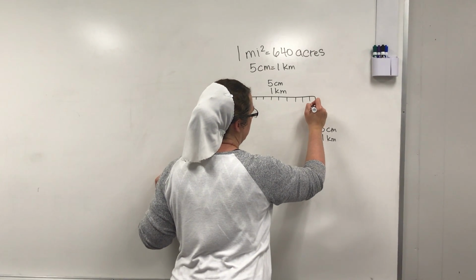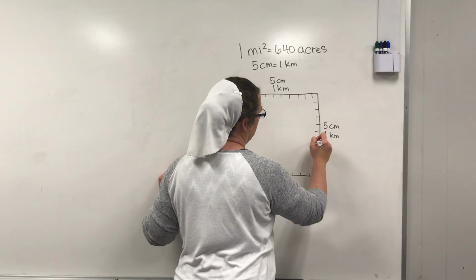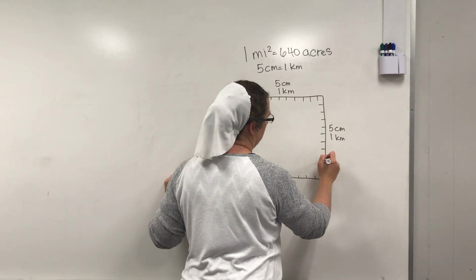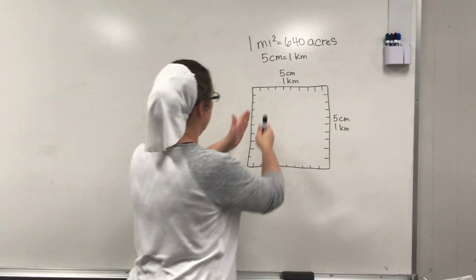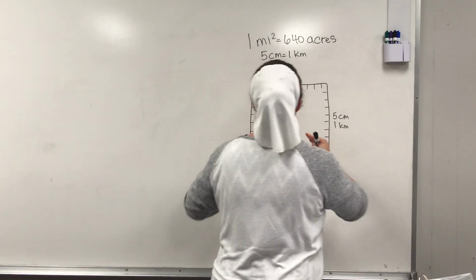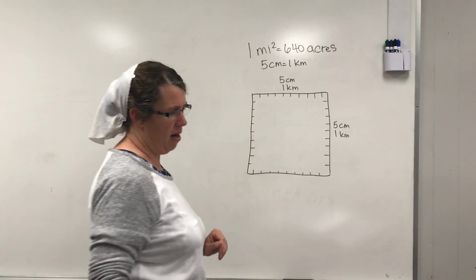All right? And you're going to take your ruler and connect them, okay? All the lines. You're going to have a box all divided up.